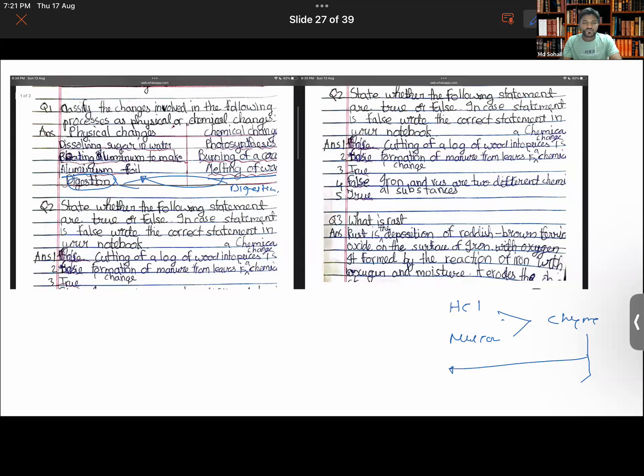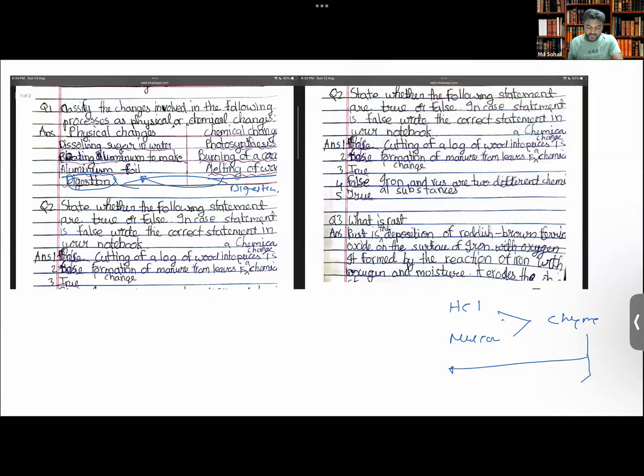And then again, you made another mistake in the second question. Cutting a log of wood into pieces is a chemical change. Although you can't get the tree back from its wood logs, the composition has not changed here. Earlier also it was wood, now also it's wood. But if you were to burn the tree, then that will be an example of chemical change. Or if you were to burn the log of wood. Got it? Okay. What is rust here? Okay, that you have answered.